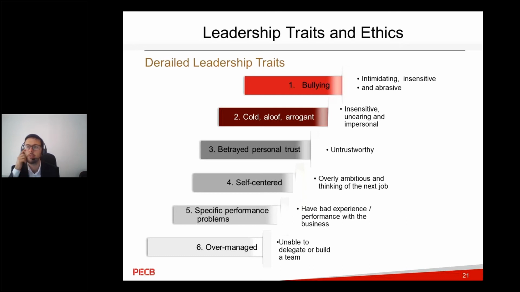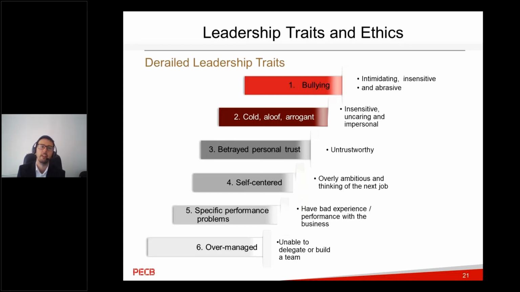A person can also have a derailed leadership trait if they are cold, aloof, or arrogant. These kinds of people are usually insensitive, or they just don't care, and they tend not to be personally involved with their fellows. They tend to keep an emotional distance as well as a distance of involvement when it comes to making decisions. They simply don't care that much about their fellow people.